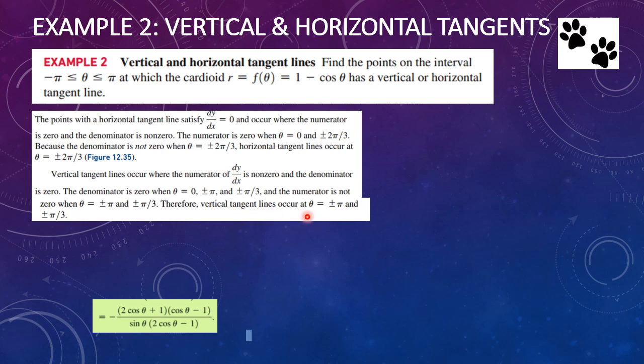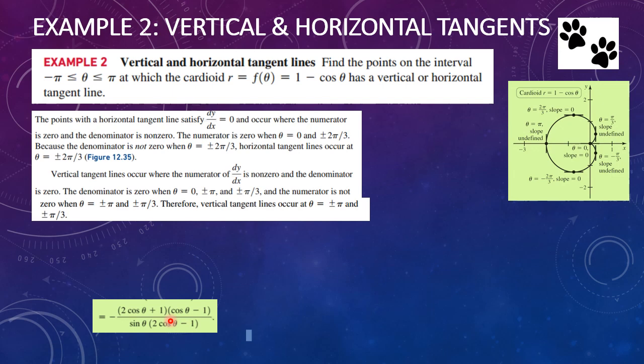So we have vertical tangent lines at plus or minus pi, and then plus or minus 60 degrees, or pi over 3. We still have that condition where we have 0 over 0. Both the numerator and denominator are equaling 0 when theta equals 0. So that's something else we have to kind of figure out. And here is the graph that we're seeing there.